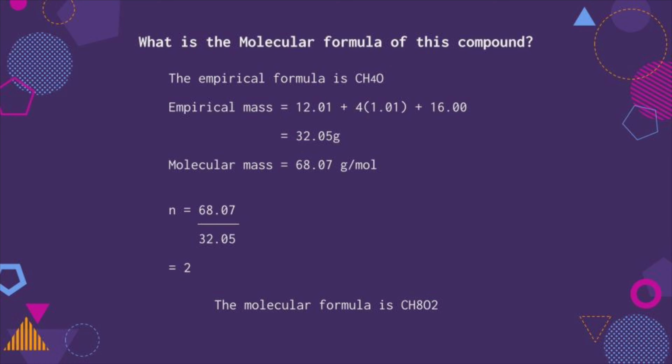Using the empirical formula of CH4O, we're going to calculate the empirical mass, which is equal to 12.01 plus 4 times 1.01 plus 16.00, which will give you 32.05 grams. Now, the given molecular mass is 68.07 grams per mole. So, to solve for N, we're going to use 68.07 divided by 32.05, which gives us 2. Now, we multiply the empirical formula by that number 2 we were given, which makes the molecular formula CH8O2.